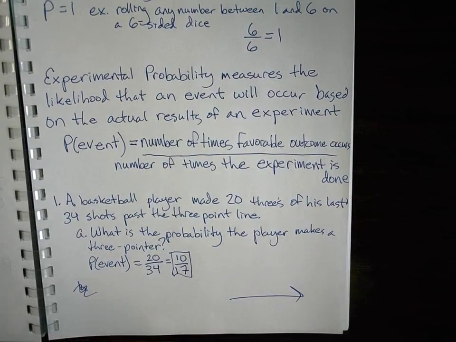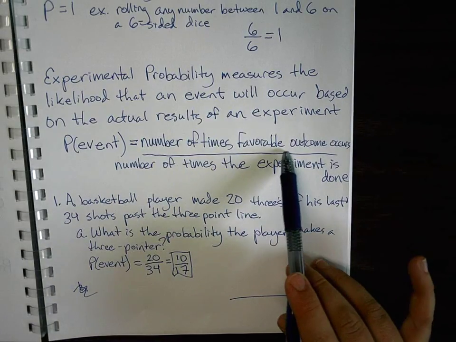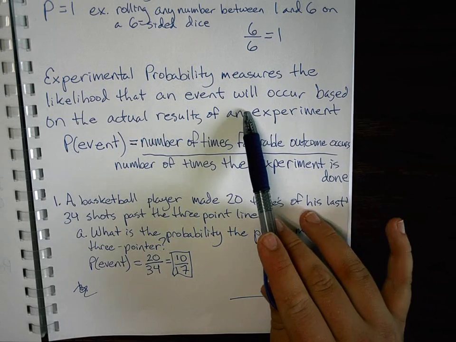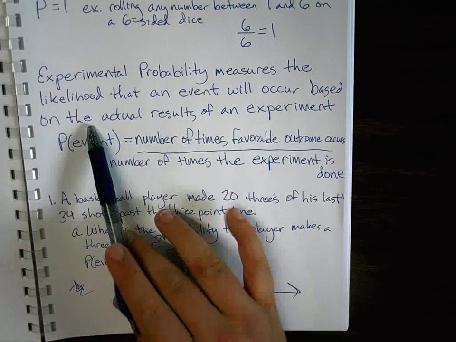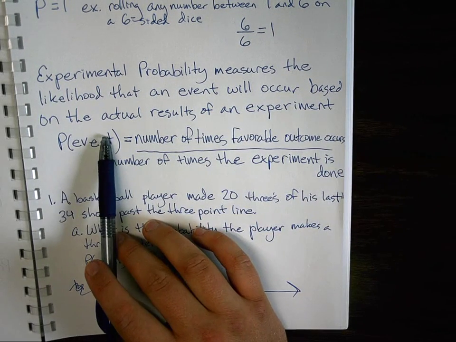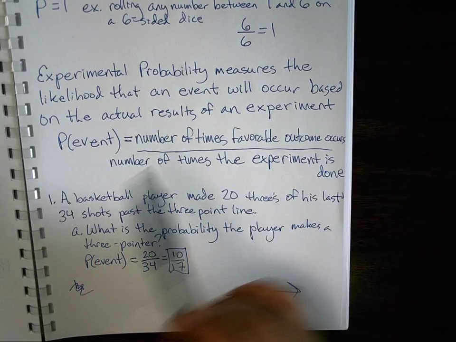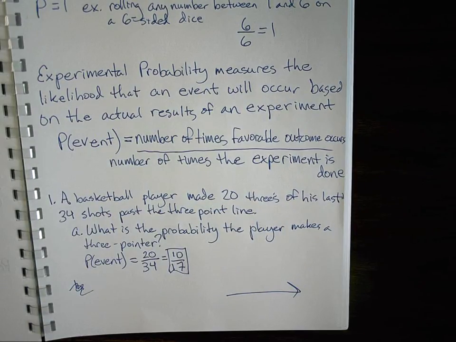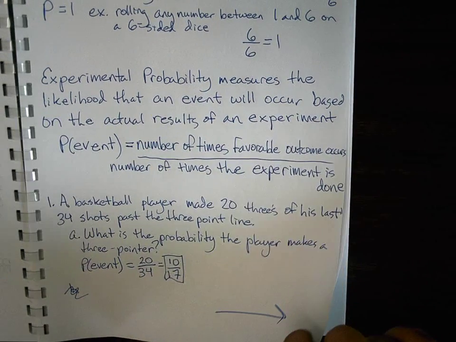Yeah. That that event will occur. What's after that part? This one? No. Above. Event will occur, and then based on the actual results of an experiment. I can read it. Yeah, no worries. Okay.